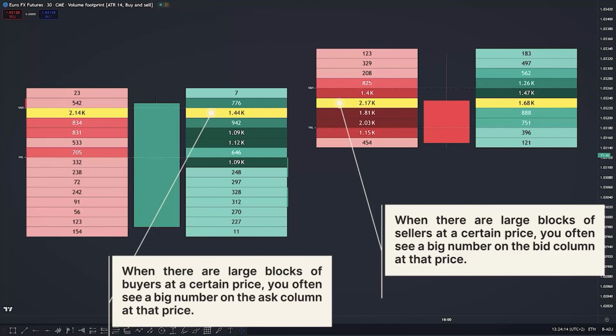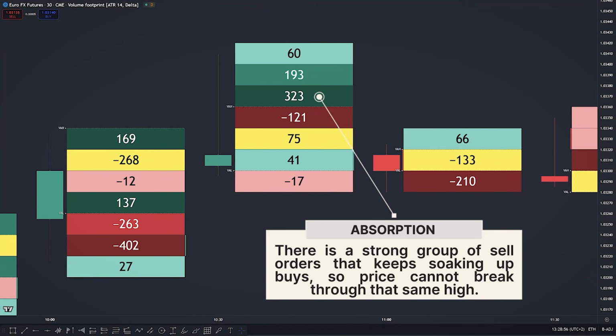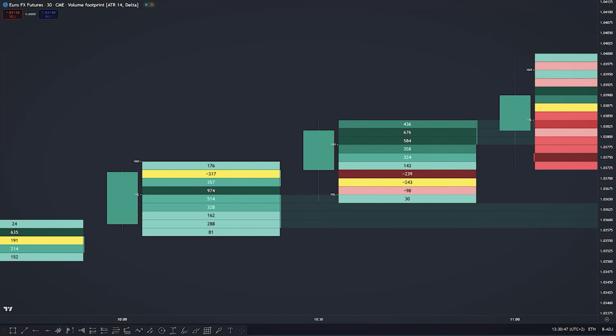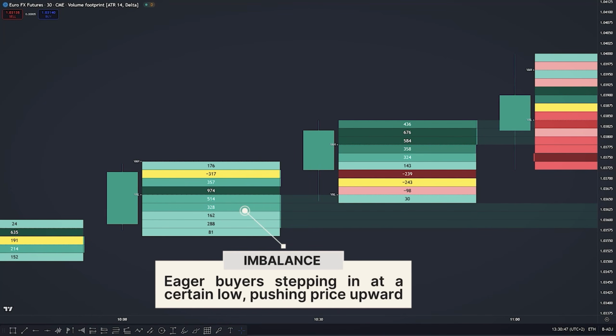For day traders, footprint charts can be a revelation. They add a whole new layer to market structure. They can show if there is absorption at a high, meaning there is a strong group of sell orders that keep soaking up buys, so price cannot break through that same high. Or perhaps we see an imbalance of eager buyers stepping in at a certain low, pushing price upward.